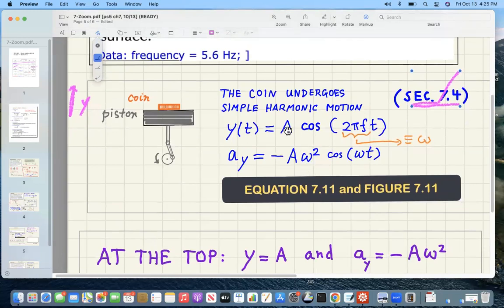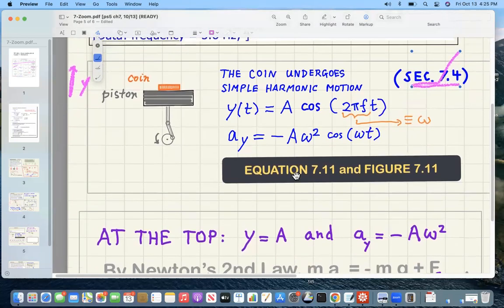A will be meters. Omega is 1 over time, so this will be meters per second squared. Now there's also radians in there, but radian doesn't really have a dimension. It's just a plain number. So I would have here omega again be 2 pi f, squared. All right, so that's explained in equation 7.11 and in figure 7.11.